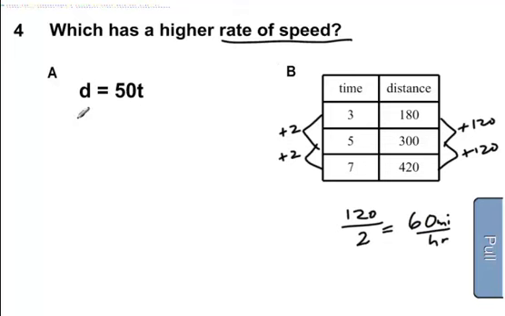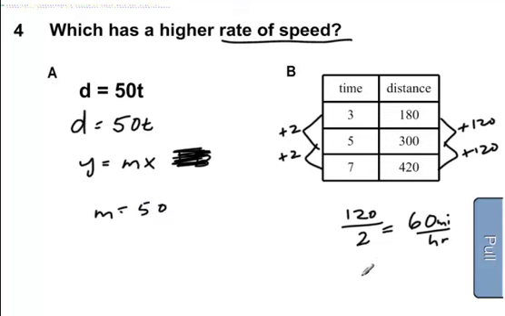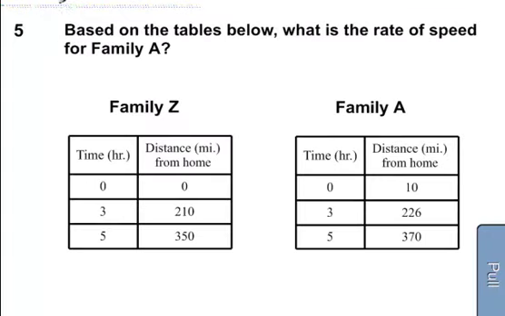Over here, they're telling us that the distance equals 50 times t, or 50 miles per hour. Remember, y equals mx plus b? They just don't have a y-intercept because they're starting out at nothing. They're starting out from their home. So if I have a number in front of a letter there, that's your slope. So our slope is 50 here. Our slope is 60 here. So the rate of speed is faster right there.